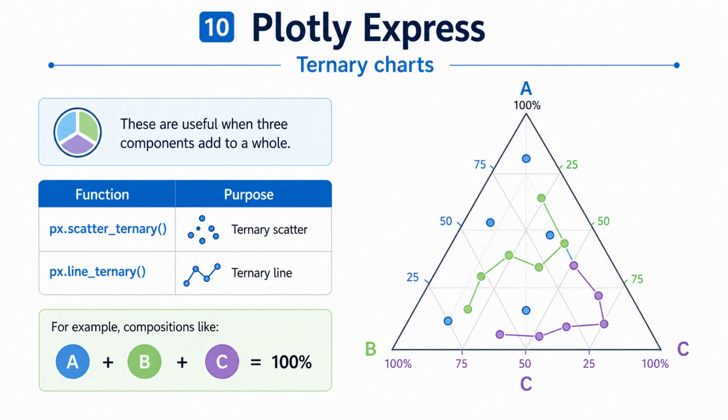Ternary charts are designed for data containing 3 components that together make up a whole. For example, if A, B, and C always add up to 100%, a ternary chart can show their proportions in a single triangle. Plotly supports both scatter and line ternary charts.